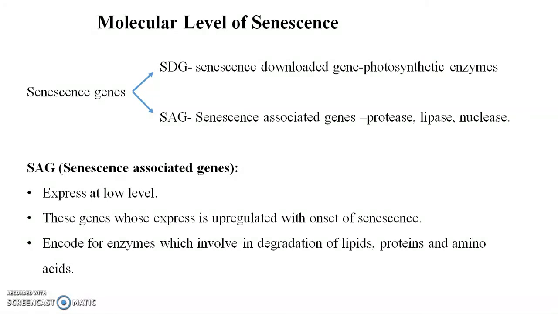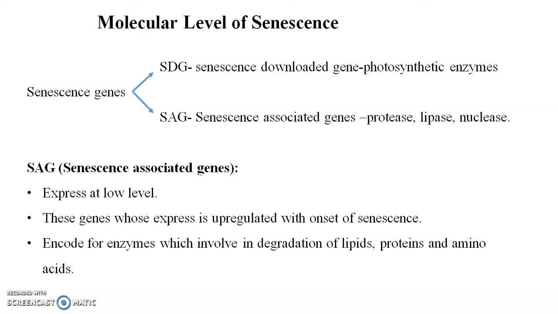Molecular level of senescence. Senescence has two types of genes. First is the senescence downregulated genes. It includes all the photosynthetic enzymes. Second is the senescence associated genes such as the protease, lipase and nuclease. Senescence associated genes, they are expressed in low level.